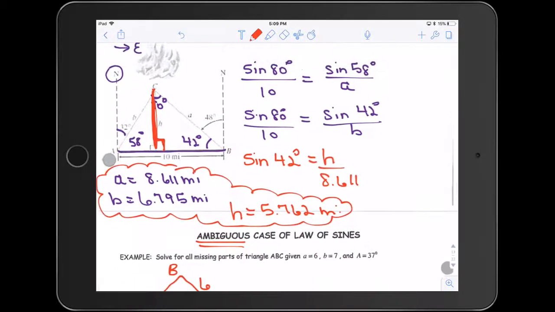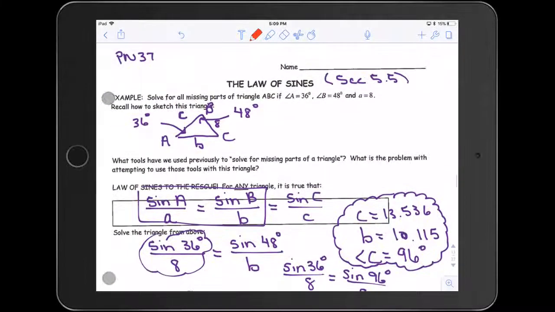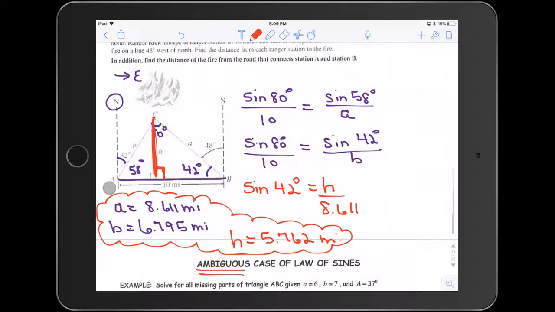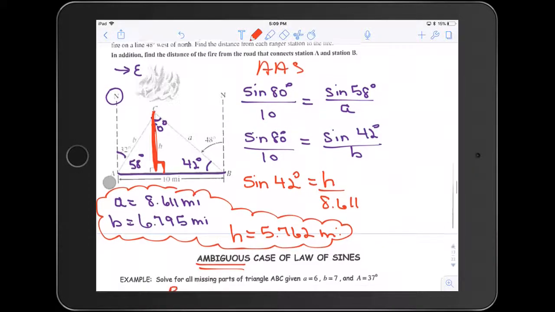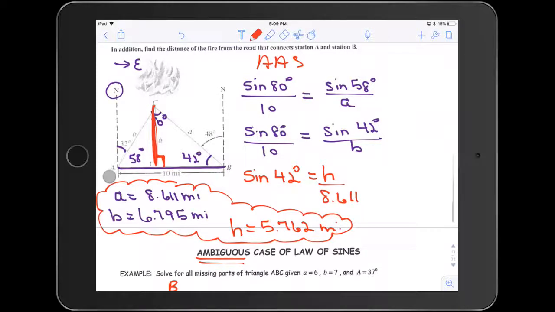Now, let me just take a step back for a moment. Notice that in example 1 we had 2 angles and 1 side. If you want to get fancy about it, you can call that angle-angle-side back in the day. So in that situation, that's a nice, clear example of law of sines. Notice that it's the same thing in the second example, where we had 2 angles and a side. Ultimately you had 2 angles and 1 side length.